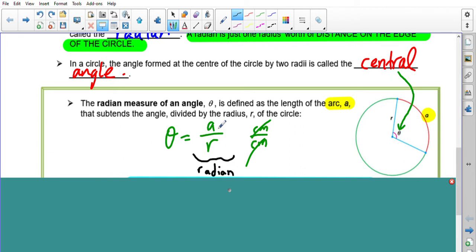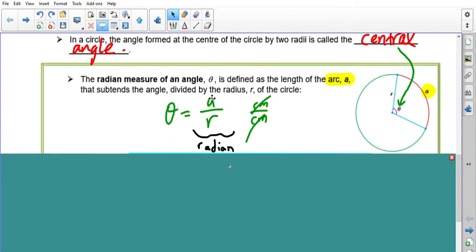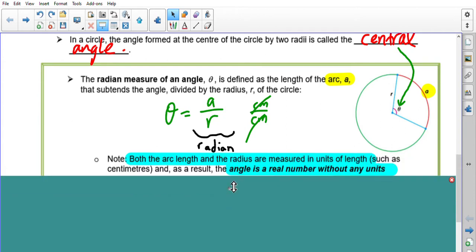Okay, so the answer you get when you divide the arc length by the radius is just going to be in radians. You're not going to say degrees. Okay, so highlight this formula. Now keep in mind, I want you to think of the unit measures here.